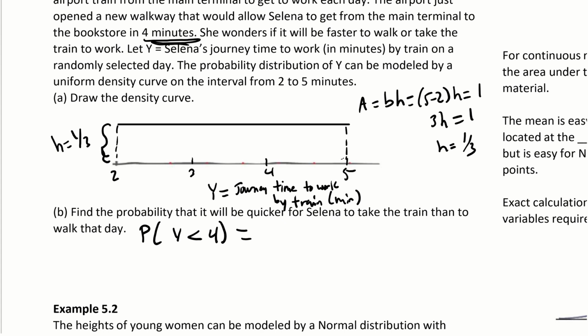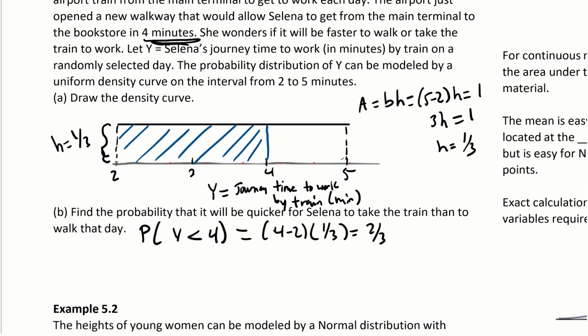All right, so that means we're going to need this. This is the y value of 4, and we want it to be less than that. So we want to figure out this area right there. It's from 2 to 4, so the base times height: 4 minus 2, times the height of 1/3. So it becomes 2/3, which is 0.667.